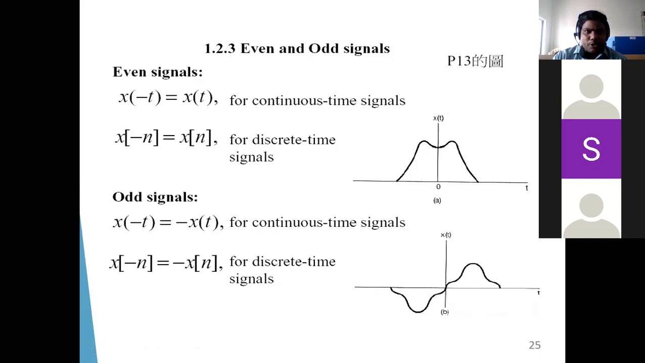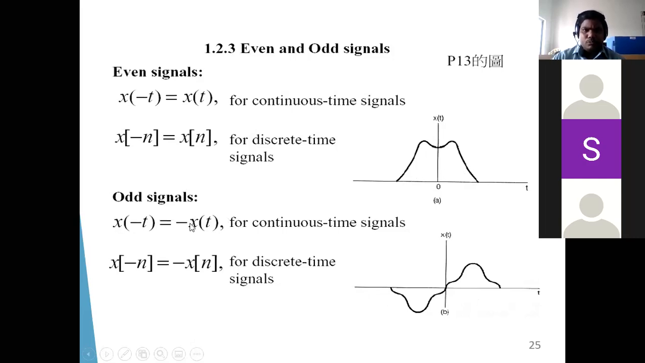So the condition of an even signal in continuous time is x of t equals x of minus t, whereas for a discrete time signal, x of n is equal to x of minus n. So the positive side as well as the negative side parts of the signal appear on both the axes. So with respect to time, the signals are varied.